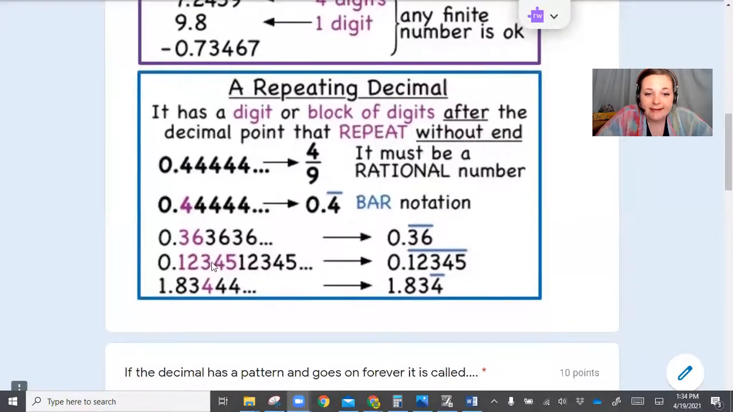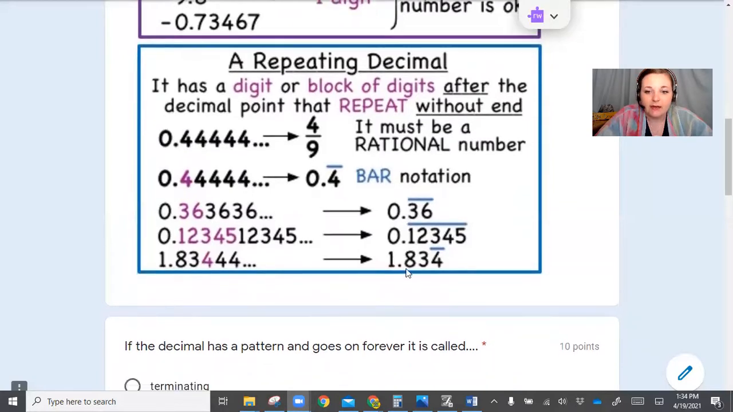Now, let's look at the next one. 1, 2, 3, 4, 5 is repeating, so we're going to put the bar on top of those. Then on this last decimal, only the 4 is repeating, so we're only going to put the bar on the 4 as my repeating digit.